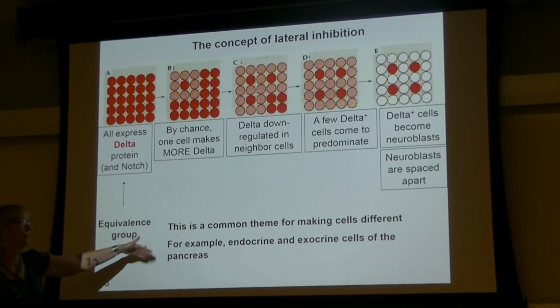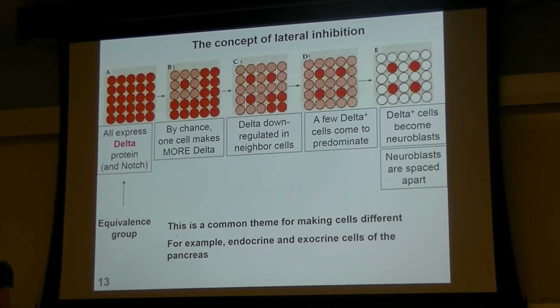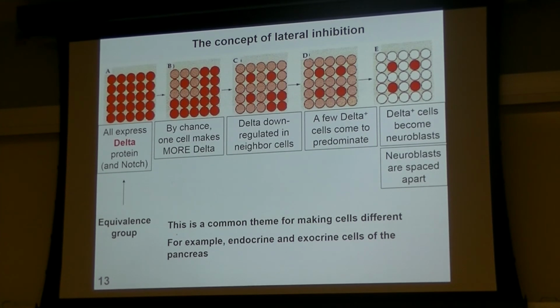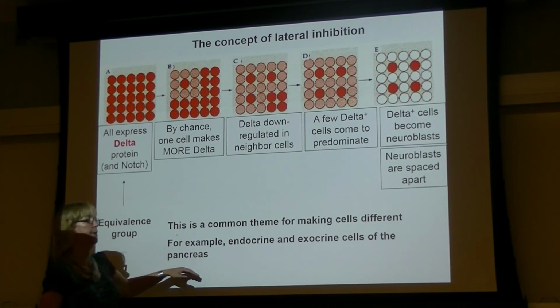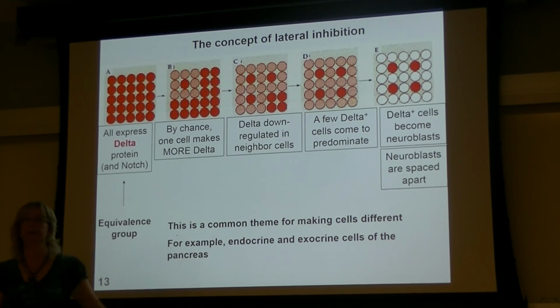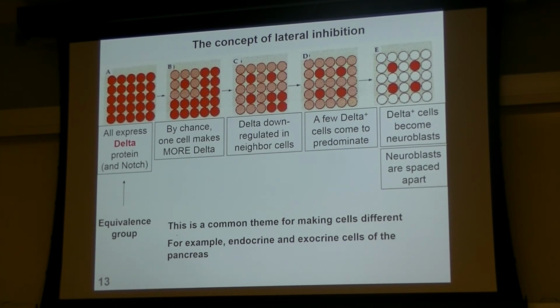And this sort of mechanism of lateral inhibition can be used in various different situations by vertebrates or invertebrates. One place that we see it would be in the pancreas, where you have to make a decision to become an exocrine cell or an endocrine cell, just two different types of cell fates. And this happens in a similar sort of way, where initially we have an equivalence group, and then eventually they get sorted out so that only selected cells become one of the cell fates.